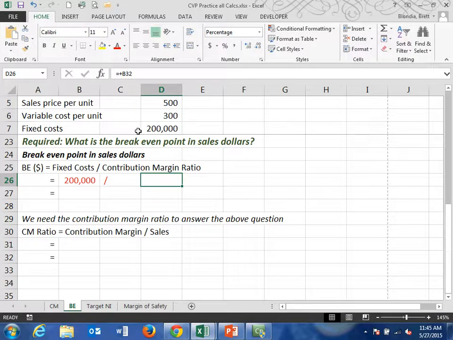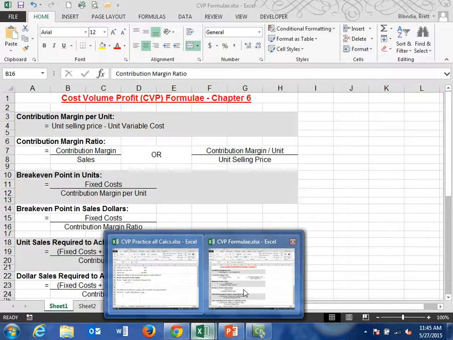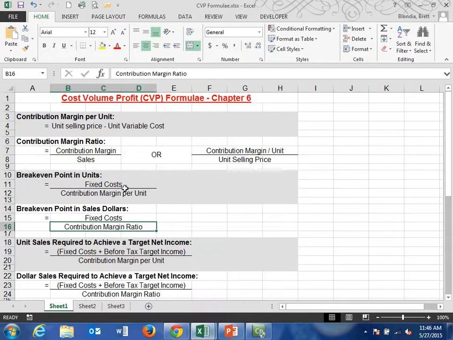So what I need to do is, again, go back to the formula sheet, and I know this is a lot of jumping around, but here's the formula for contribution margin ratio. You take your contribution margin and you divide it by your sales amount, or you can take your contribution margin per unit and divide it by the unit selling price.